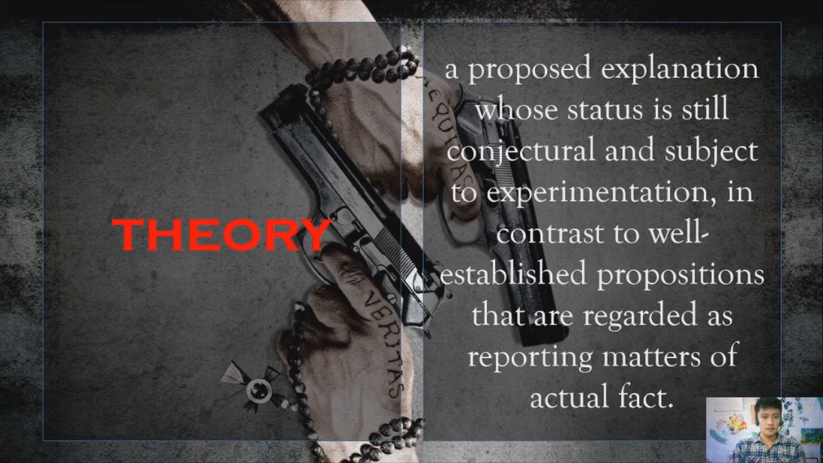And we have here another definition. It says here a proposed explanation whose status is still conjectural. So when we say conjectural, it is not yet sure. So take note, a theory still needs to be proven, or it's still unsure. That's why theory is different from facts. When we say facts, they are already proven. But if we say theory, it still needs to be proven.